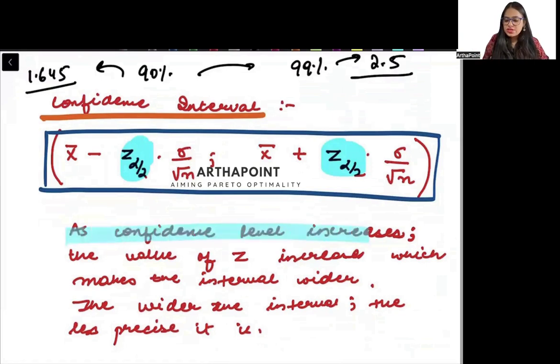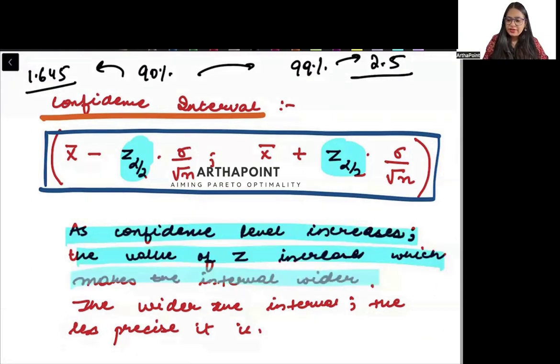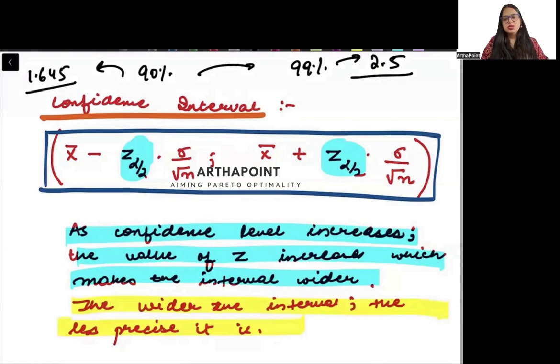So as confidence level increases, the value of z increases, which makes the interval wider. The wider the interval, the less precise it is going to be. So its precision will go ahead and fall. Okay, beta? Okay.